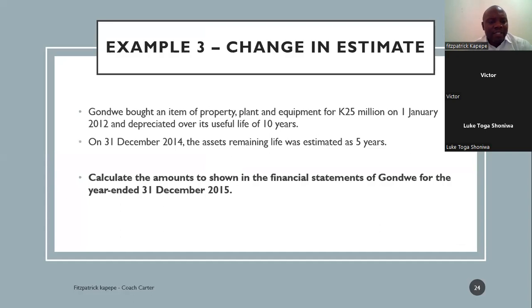So let's look at change in estimate. It's possible that there can be some changes in estimate, and we need to track these changes. The example reads, Gondwe bought an item. Maybe just take a screenshot so that you can see it on your phone as we go to the whiteboard. You manage? Yeah. Done.